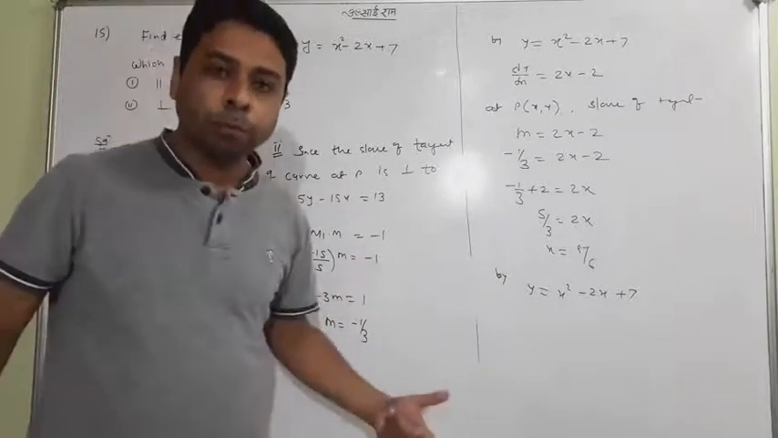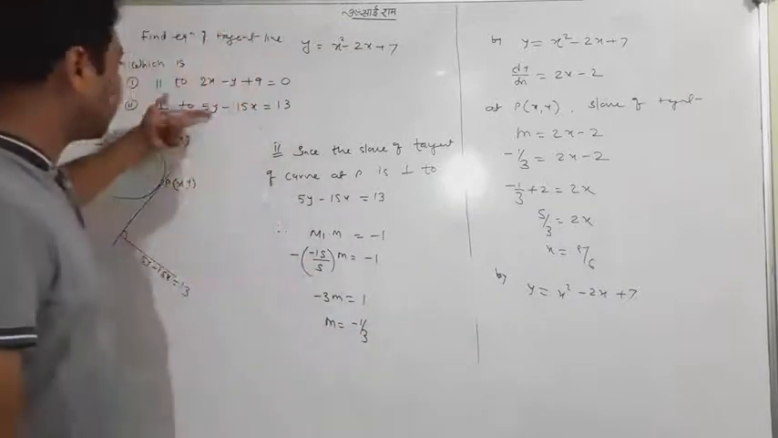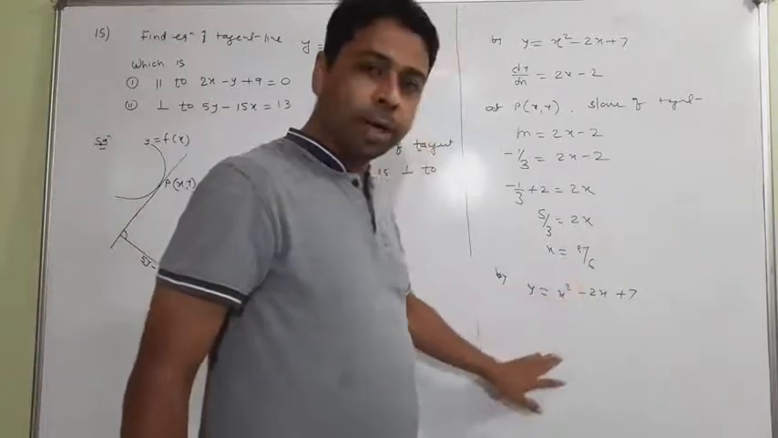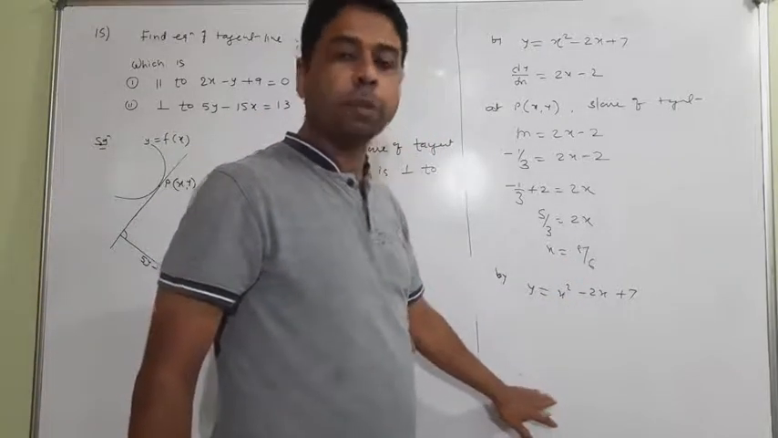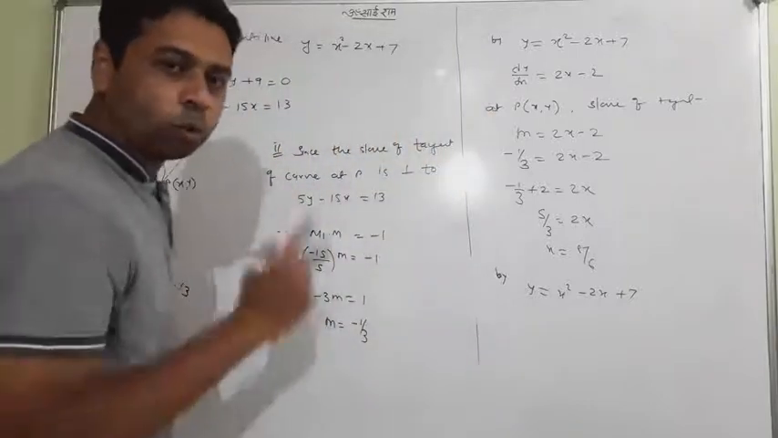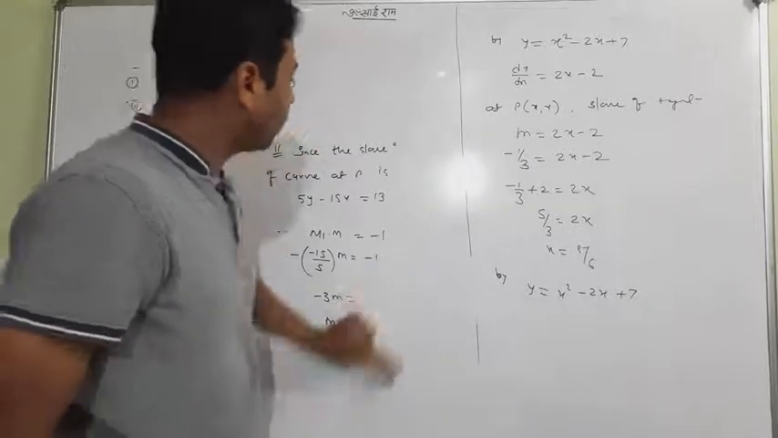Use the one point form, y minus y1 equal to m into x minus x1, and get your answer in the second case. So hope students you have got it: put x equal to that value here, get y, it will be the point, and use the one point form to find the equation of the required tangent in the two conditions I have already taught. So this is a question from my side.